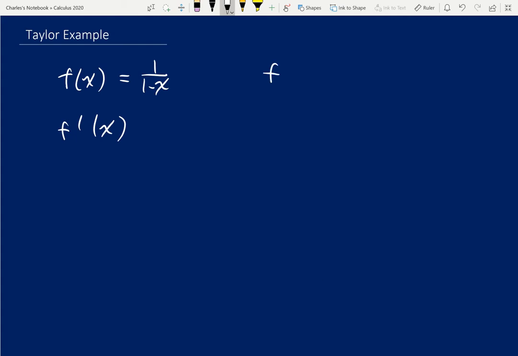But to construct the Taylor polynomial, what I need to do is start taking the derivatives. By the way, I am going to center it at 0. f of 0 is 1. And that makes it a Maclaurin.